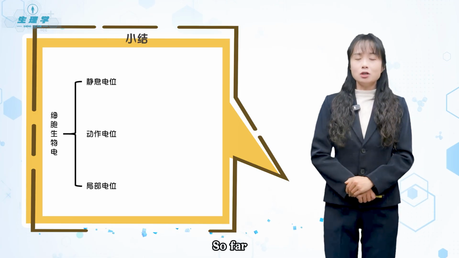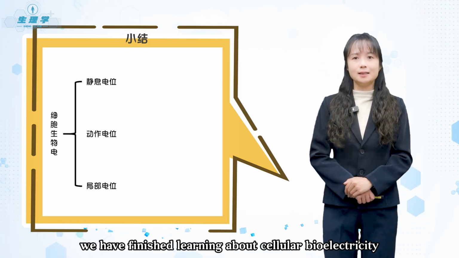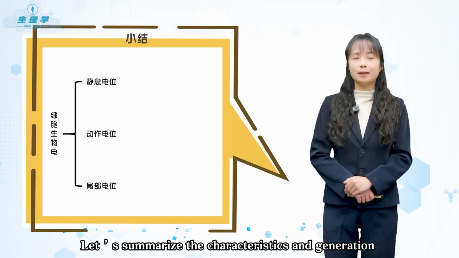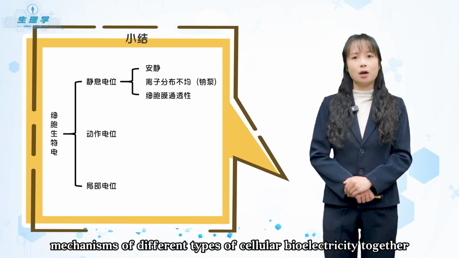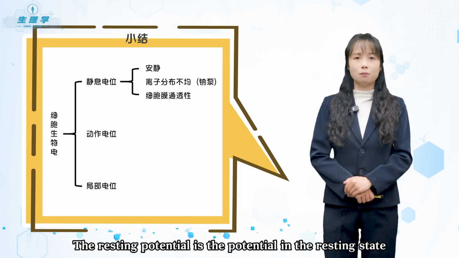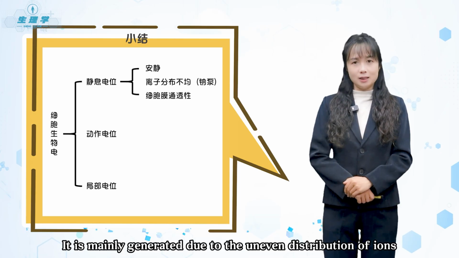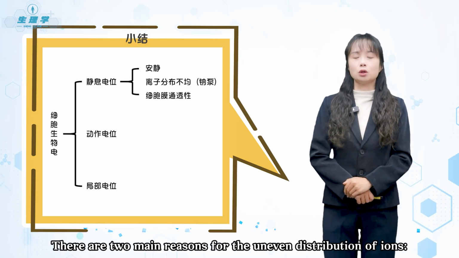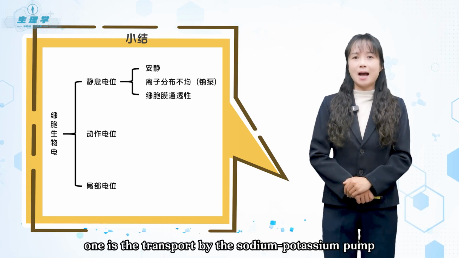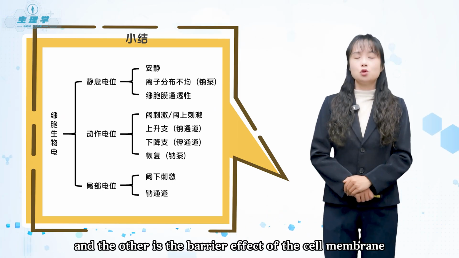So far, we have finished learning about cellular bioelectricity. Let's summarize the characteristics and generation mechanisms of different types of cellular bioelectricity together. The resting potential is the potential in the resting state. It is mainly generated due to the uneven distribution of ions. There are two main reasons for the uneven distribution of ions. One is the transport by the sodium-potassium pump, and the other is the barrier effect of the cell membrane.